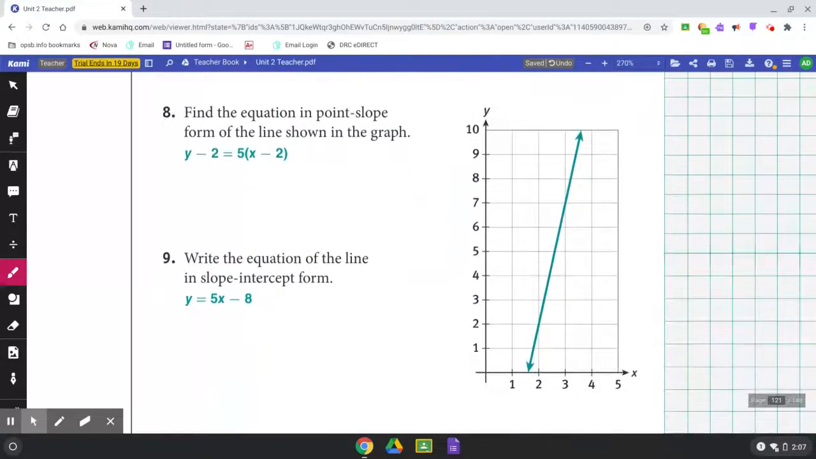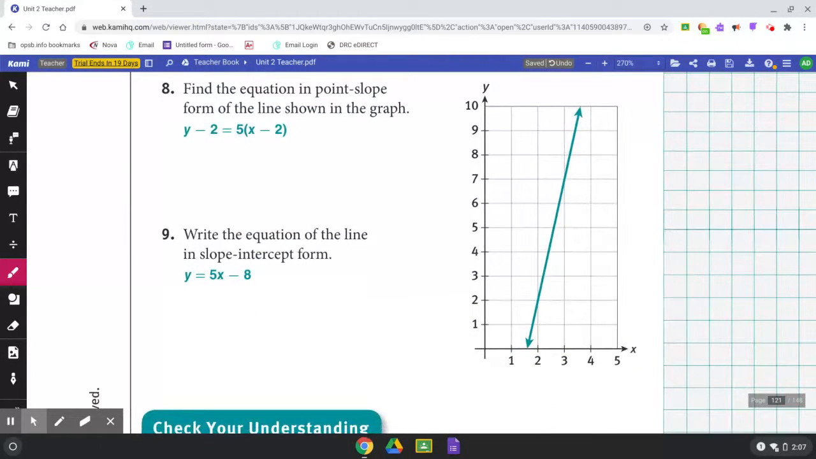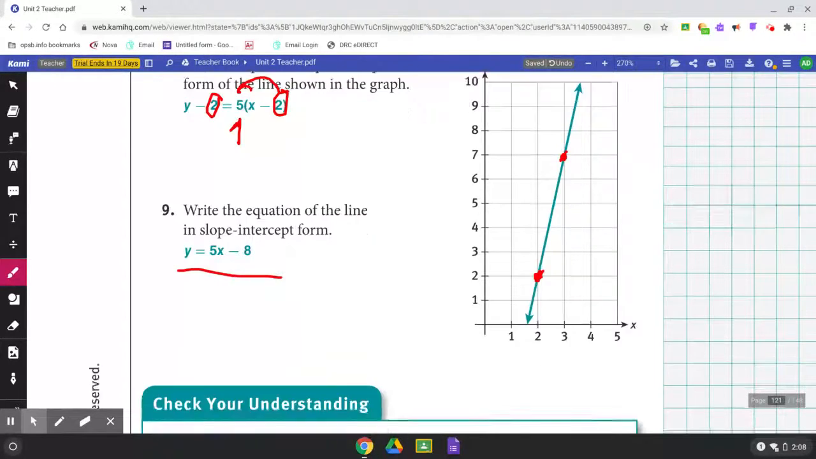Find the equation in point slope form of the line shown in the graph. So they used the point 2, 2, which is this point here, and the slope of 5. Now, you could also use any point. You could use 3, 7 as a point as well. Write the equation of the line in slope-intercept form. If I wanted to write this in slope-intercept form, I would need to distribute the 5, and that would give me y minus 2 equals 5x minus 10, and then I need to add the 2, and that's where I get y equals 5x minus 8.